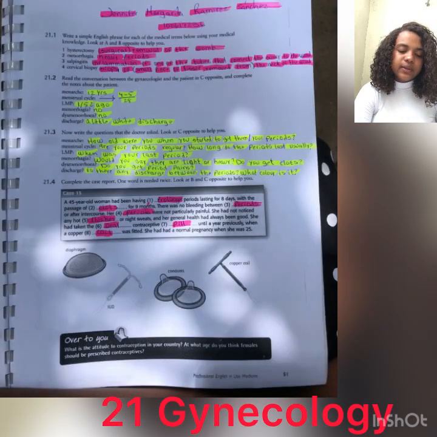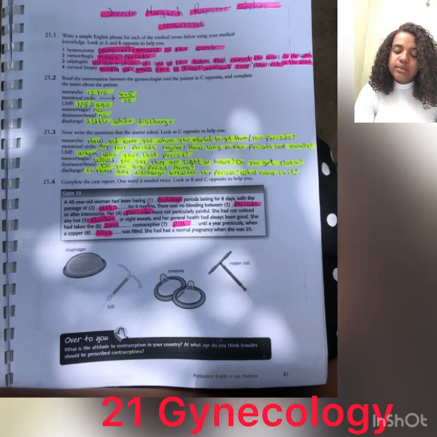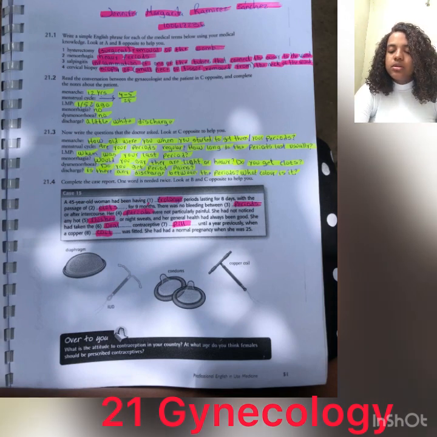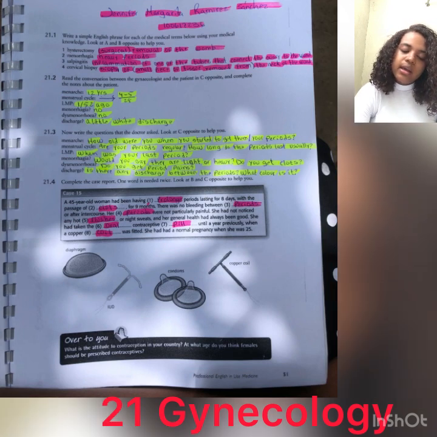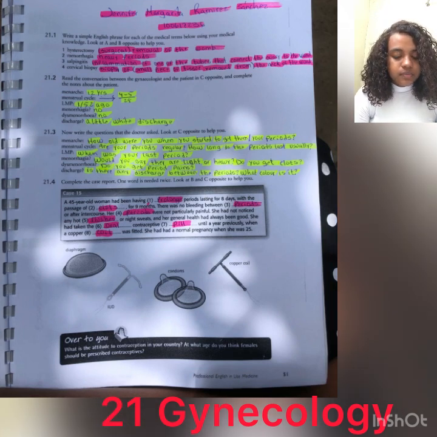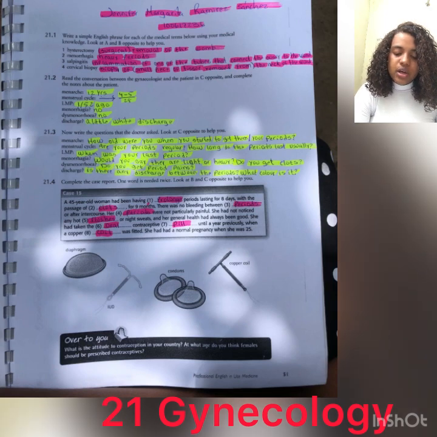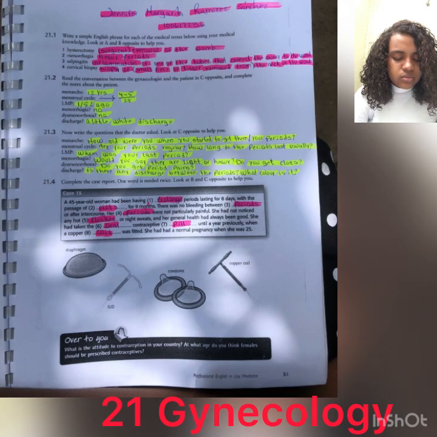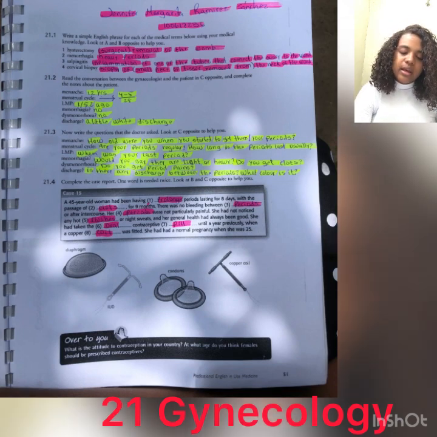Chapter 21. 21.1. Write a simple English phrase from A for the medical term below. Use your medical knowledge. Look at A and C opposite to help you. Hysterectomy: surgical removal of the womb. Menorrhagia: heavy periods.